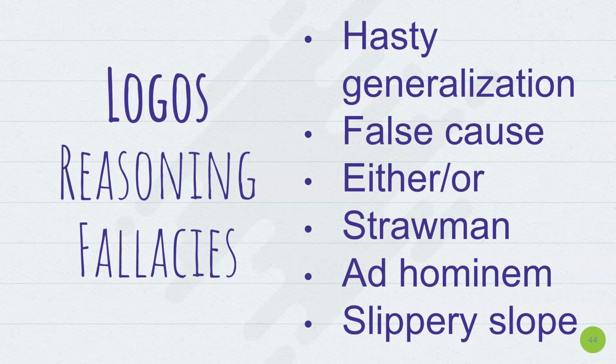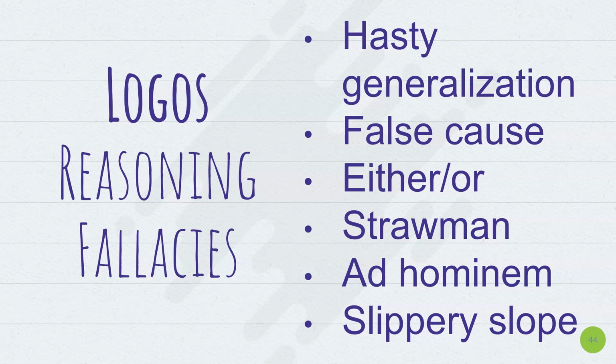Reasoning fallacies, or logical fallacies, are just errors in reasoning. And sometimes you'll see that politicians will use these. Sometimes you'll see them in the media. And oftentimes they are used to kind of trick the audience. There are dozens, perhaps hundreds of logical fallacies or reasoning fallacies. These are just a few.